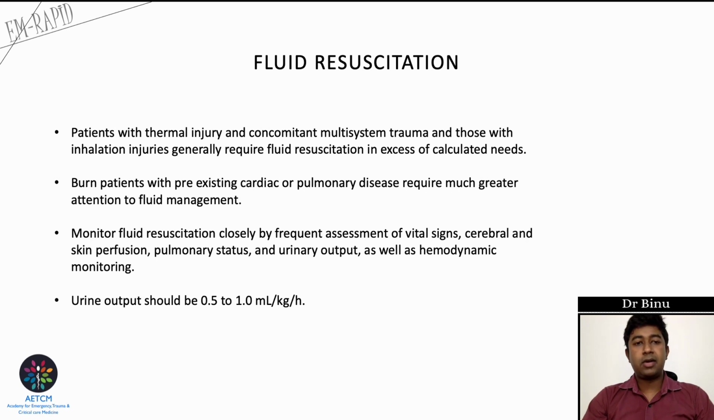Patients with thermal injury and concomitant multisystem trauma and those with inhalation injury generally require fluid resuscitation in excess of calculated needs. And burn patients with pre-existing cardiac and pulmonary disease require much greater attention to fluid management because they can easily go into a fluid overload state. Monitor the fluid resuscitation closely by frequent assessment of vital status and also cerebral and skin perfusion, pulmonary status and urinary output, as well as hemodynamic monitoring. The urinary output should be aimed at 0.5 to 1 ml per kilogram per hour.